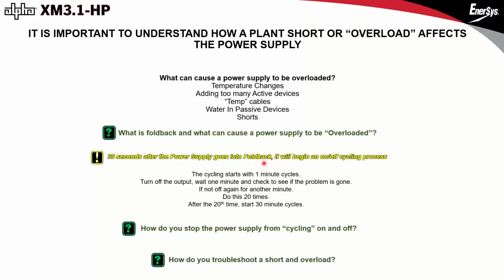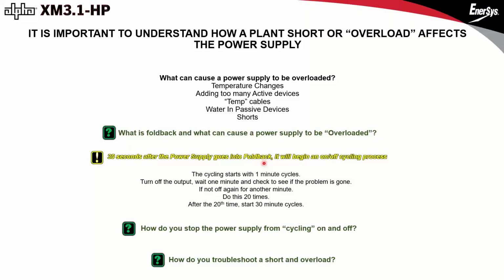Thirty seconds after the power supply goes into foldback, the brain in the power supply, which is powered by the batteries, sees that and doesn't like it, and it will shut the outputs off. They will go to 0 volts. It will wait 1 minute, then try to turn back on. If the problem is still there, it shuts the outputs off for another minute, and it will do that 20 times. After the 20th time of 1 minute off, it will start shutting the power supply outputs off for 30 minutes, wait 30 minutes, and try to turn back on. If the problem is still there, it shuts them off again for another 30 minutes.